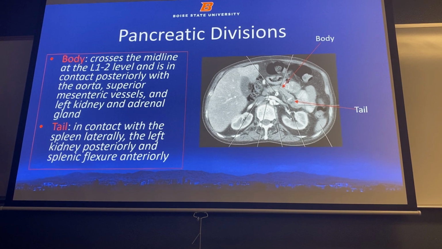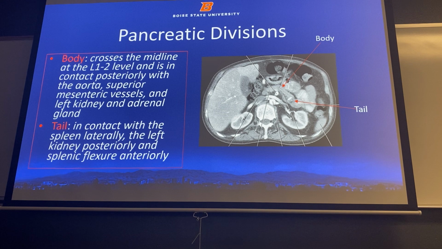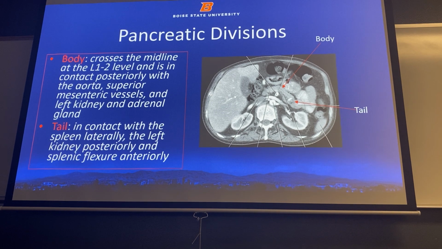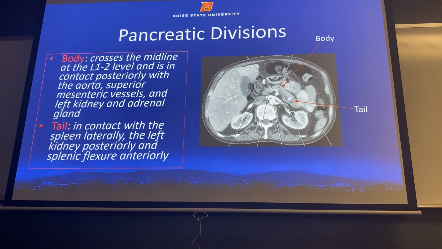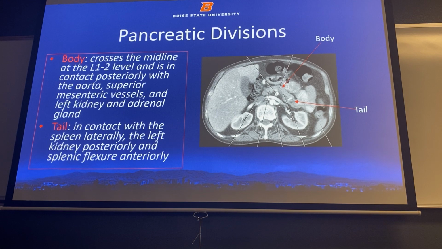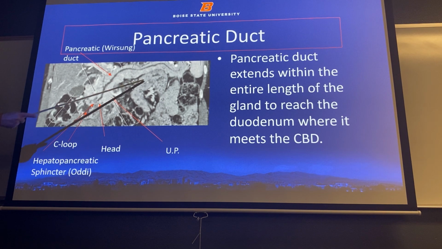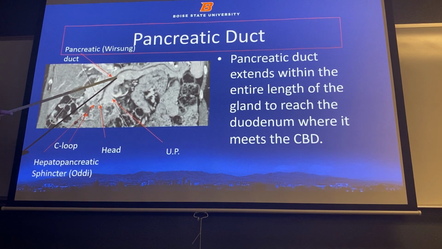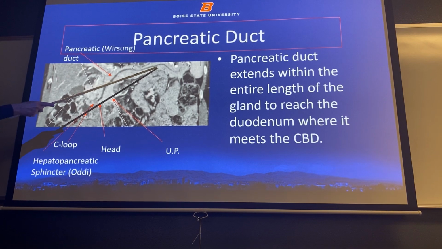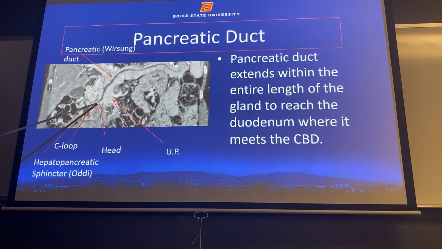So you have 5 components. You have tail, you got body, neck, head, and then finally uncinate process. So you're able to see all 5 of these structures as you work your way down. Here it is over here, the pancreas from a different perspective. Once again, this main pancreatic duct, at one point called the duct of Wirsung, basically is going to run near the length of the pancreas.